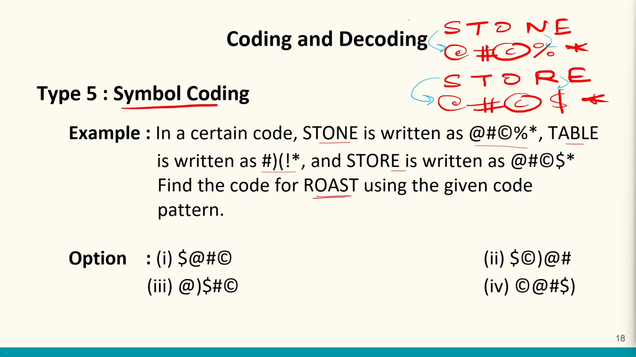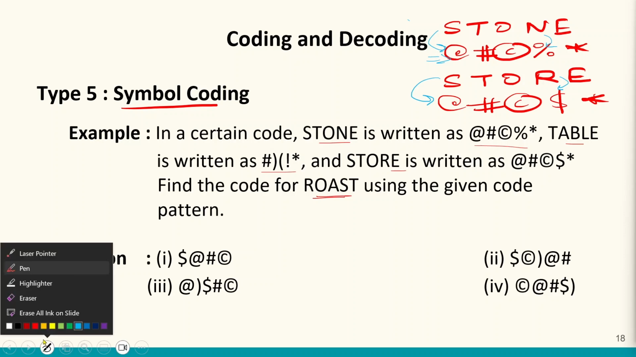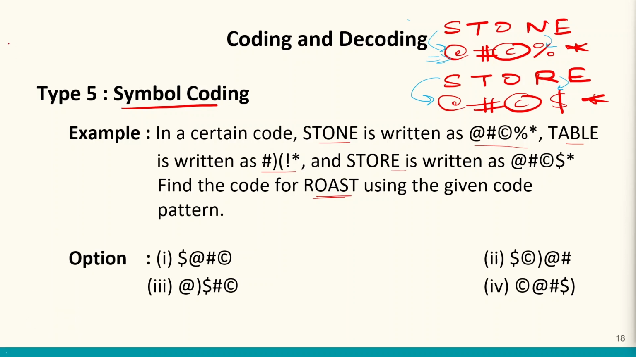In this case, I can clearly see that the coding is not jumbled up. But in certain cases, even the coding is jumbled up, right? But here I can very clearly see the codes for the given words. Similarly, table is coded as this.